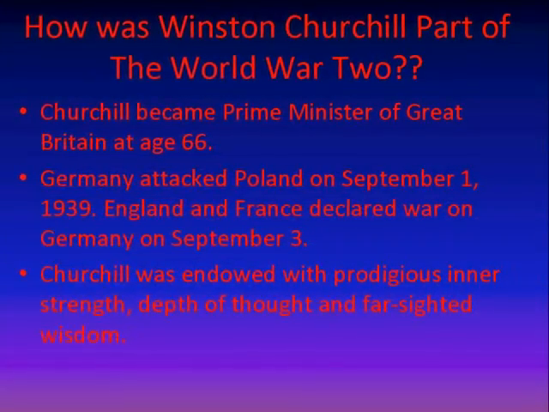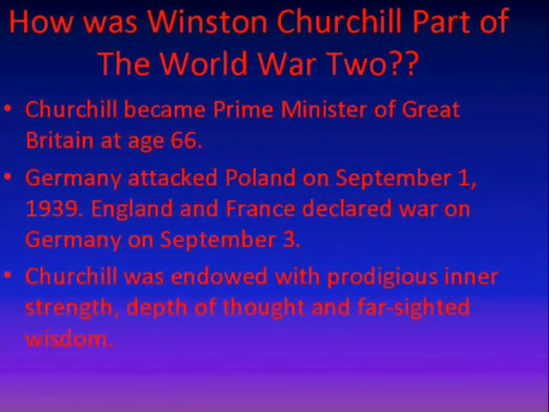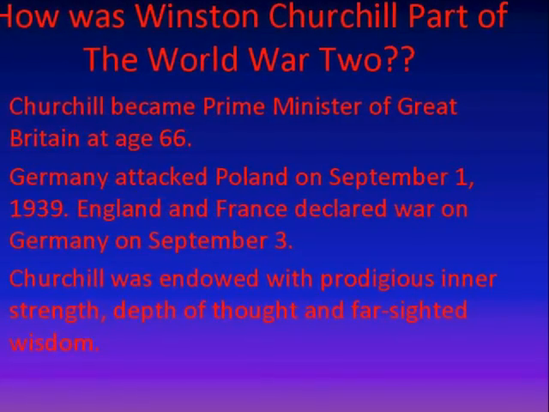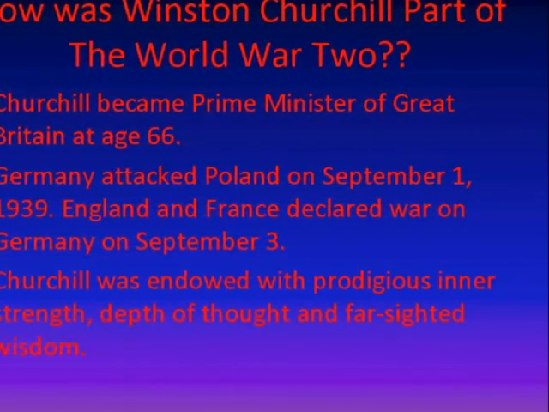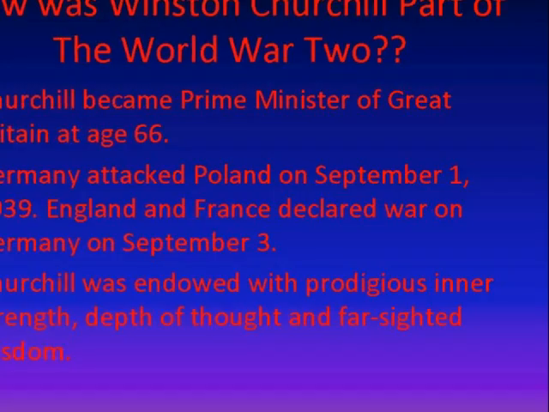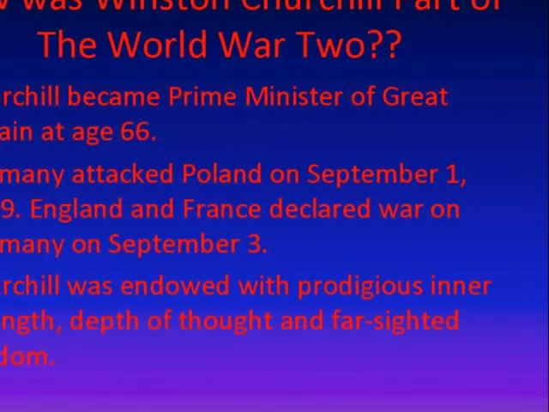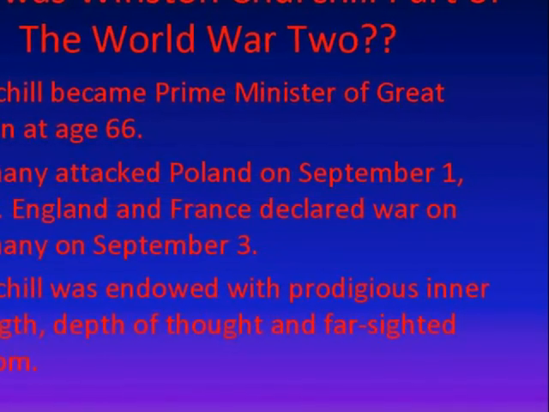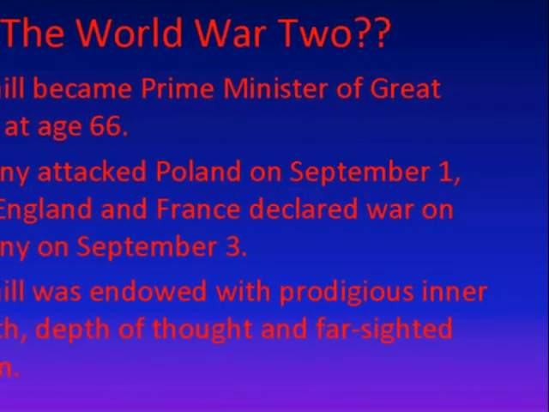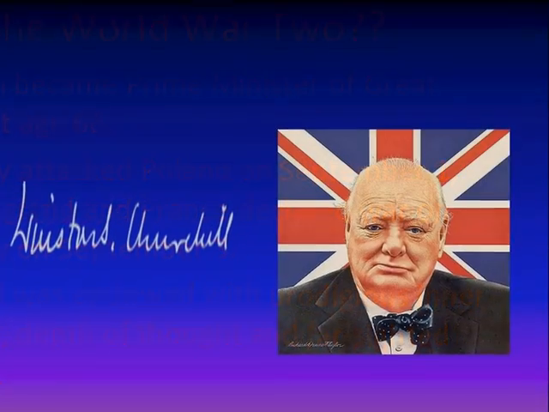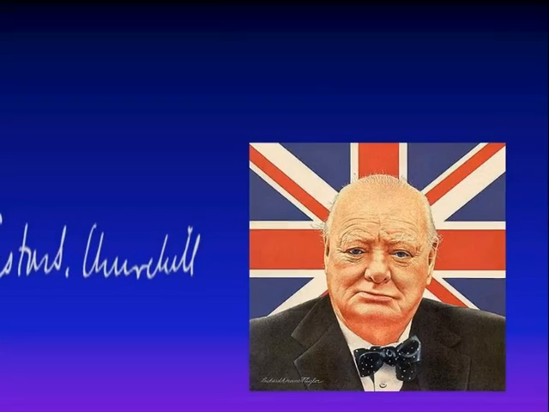How was Winston Churchill part of World War II? Churchill became Prime Minister of Great Britain at age 66. Germany attacked Poland on September 1st, 1939. England and France declared war on Germany on September 3rd. Churchill was endowed with prodigious inner strength, depth of thought, and far-sighted wisdom. Winston Churchill's signature.